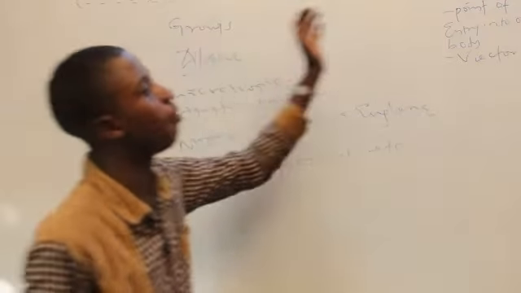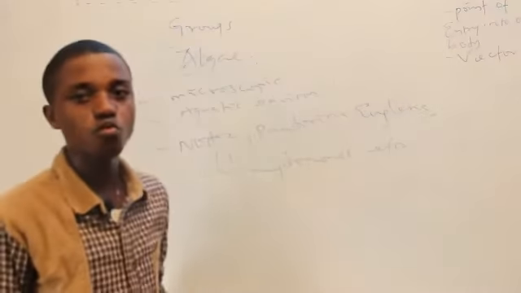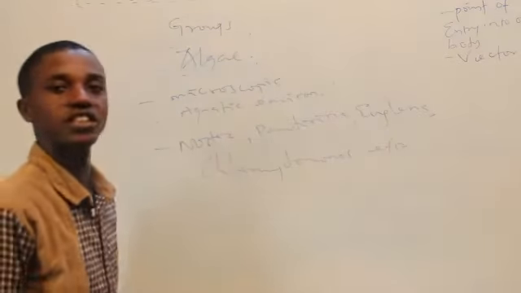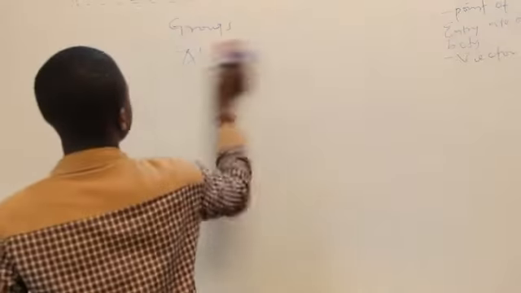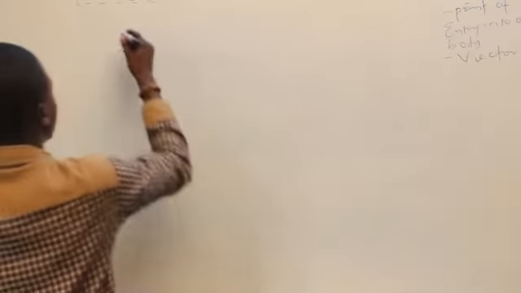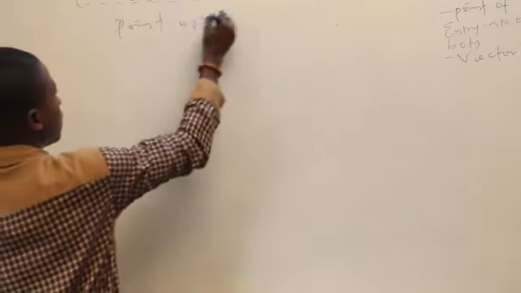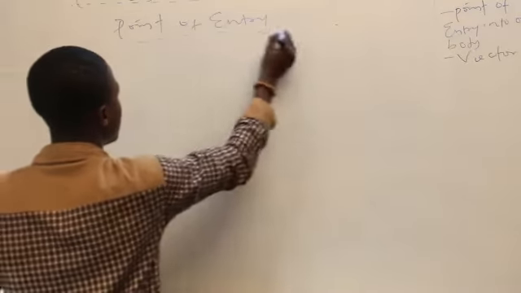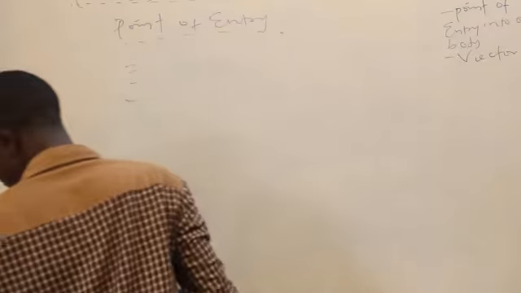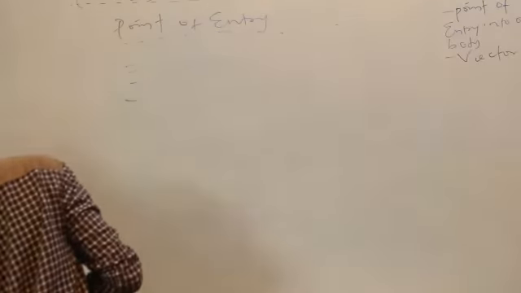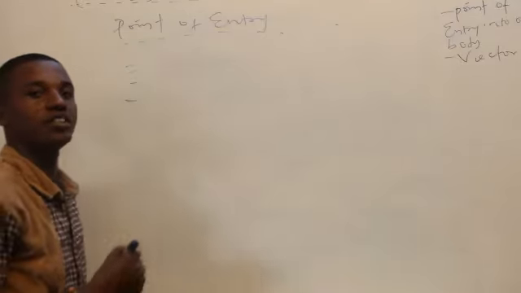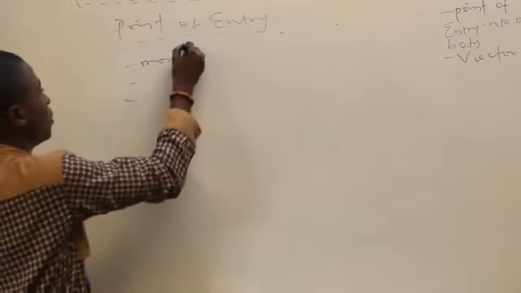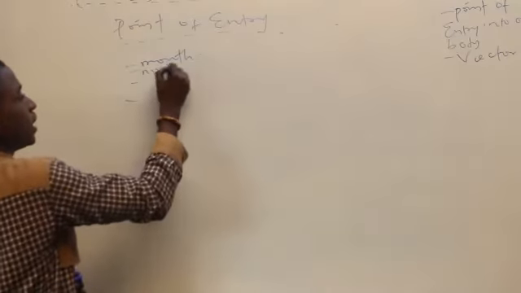So now we'll be moving to point of entry of microorganisms into our body. The various ways through which microorganisms can enter our body are: number one, it can enter through our mouth. It can enter through our nose.